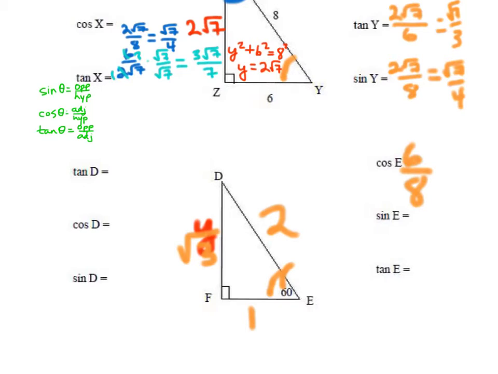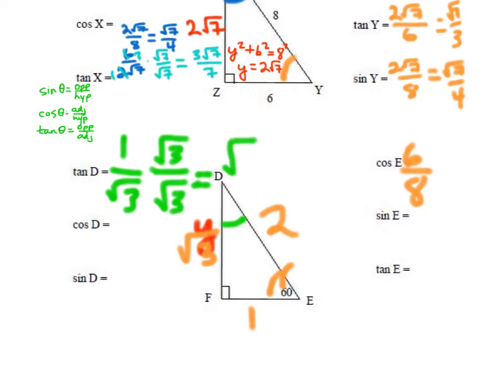So we'll start now with the tangent of D. D is our reference angle. So the tangent of D is going to be opposite over adjacent. Opposite of D is 1, and adjacent is the square root of 3. Again, we have a square root in the denominator, so we need to rationalize here. So we're going to multiply by the square root of 3 over the square root of 3, and we end up with the square root of 3 over 3 as our rational answer.